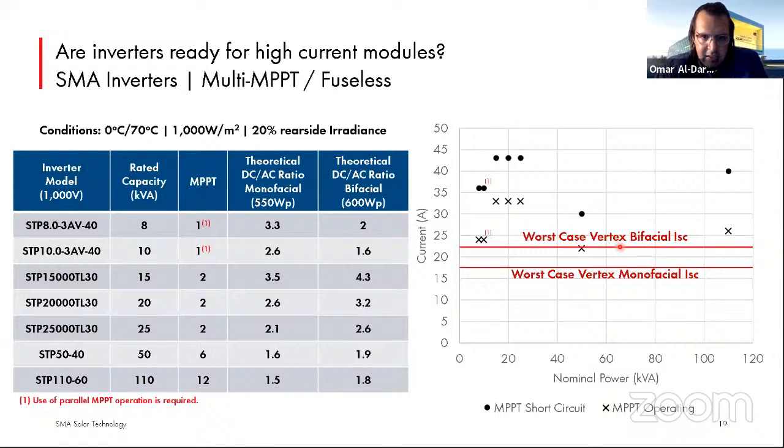You can see here to the right the worst case short circuit current from the bifacial and the monofacial. We've been very generous with the conditions: 20% rear side irradiance, 70 degrees worst case temperature, and basically STC irradiance. And you can see that most of the inverters, all of the inverters are already compatible. Some do not give you as much flexibility. The 10 kilowatt, I'm not sure if it's even applicable for such high power modules, but still you can go up to 3.5 basically on a 15 or a 20 kilowatt inverter.